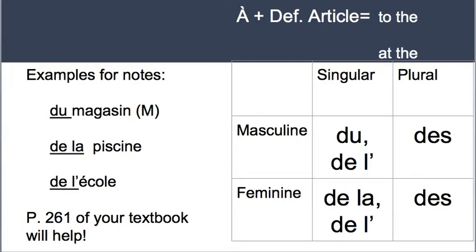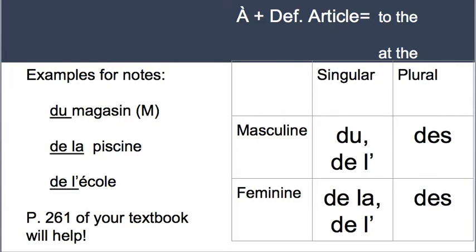Just in case you hadn't noticed, on this screen and the one previous to that, the title of the page is wrong. I apologize for that. It should be de plus the definite article. I was using some slides that I'd created earlier for my French 1 class for you guys, and there's a mistake there. Sorry about that.